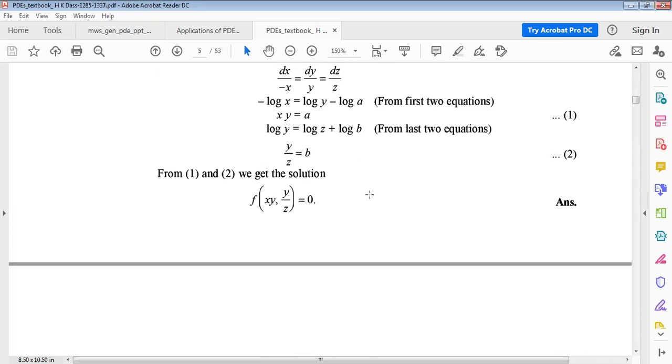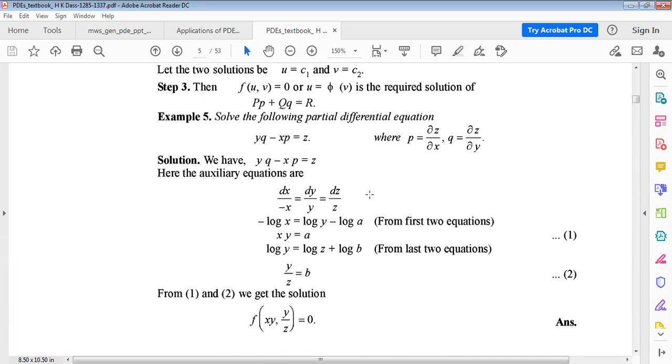Actually, let us try to solve only one example. Solve the following partial differential equation: yq minus xp equals z, where p equals del z by del x, and q equals del z by del y. So you can write, we have what?